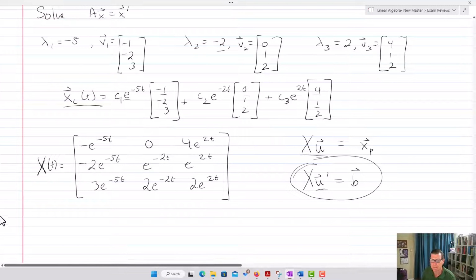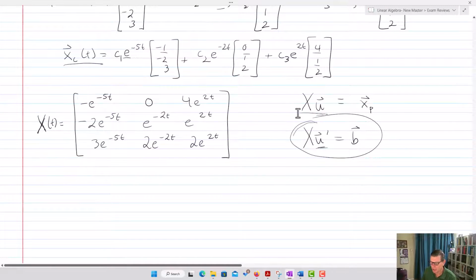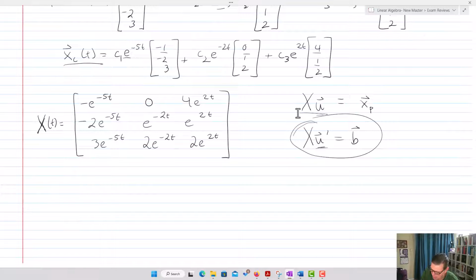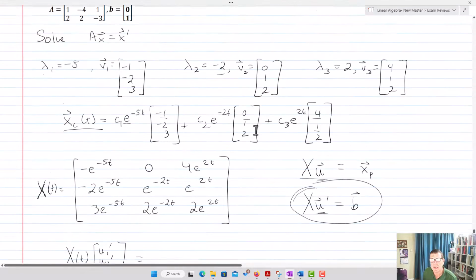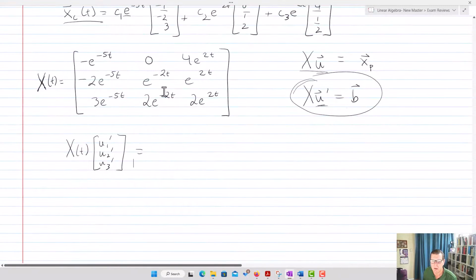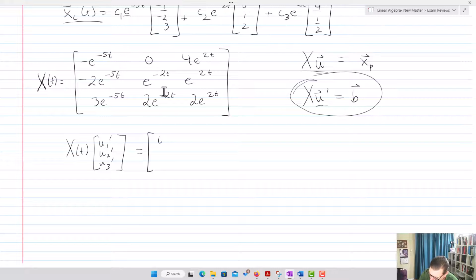So what I'm looking to do is take this matrix X of t times some vector u prime, which is unknown. In this case it's going to be u1 prime, u2 prime, u3 prime. And that's going to then equal my b, which is t, 0, 1.